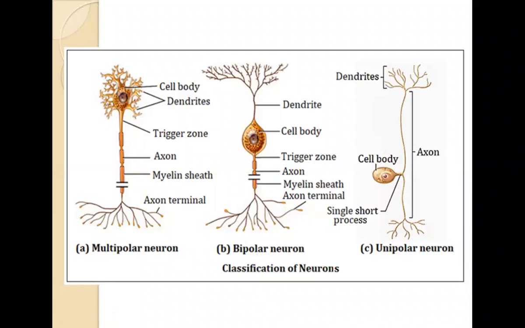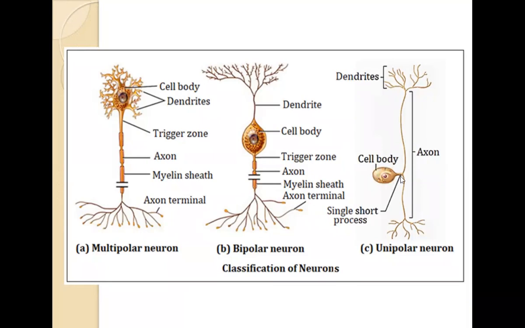Do you know the site where the bipolar neuron is found in the body? Tell me the site of multipolar neuron and the site of bipolar neuron. You can type it in the chat. Yes, bipolar neuron is present in the retina. Good. What about multipolar neuron? Where is it present? Yes, cerebral cortex. Multipolar neuron is also present in the spinal cord. Yes, good, good.